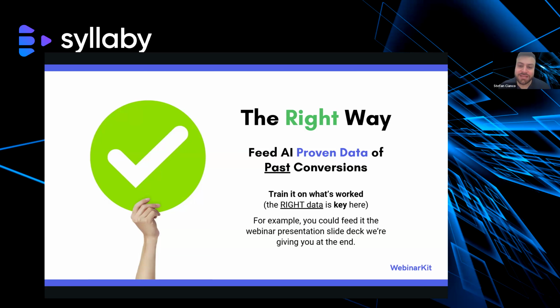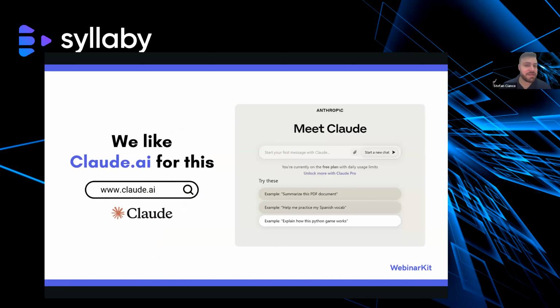Take it and feed it into the AI, the webinar presentation slide deck that I'm giving you at the end. How do you do this? Honestly, these days you could do it with ChatGPT, but I personally love Claude.ai. So you can go to Claude.ai and you can see right on the screen here, there's a little attach button here. And with this attach button, I can actually upload my slide deck.